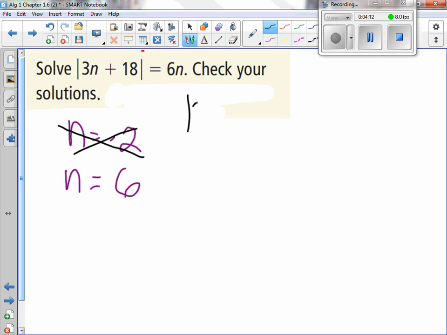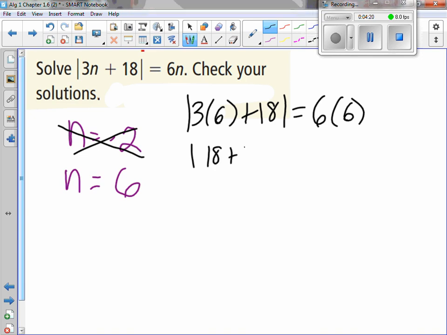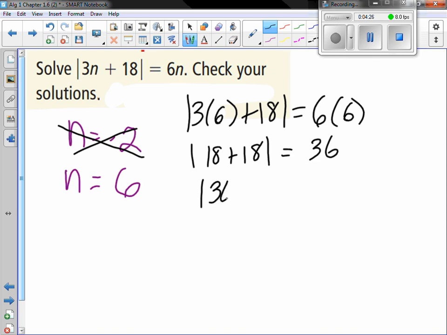Then we can check n equals 6, so we can do 3 times 6 plus 18 equals 6 times 6. Well, 3 times 6 is 18. Plus 18, 6 times 6 is 36. 18 plus 18 is 36. 36 does equal 36. It works. So n equals 6 is our solution. Questions on this here? We good with this here? Yes.